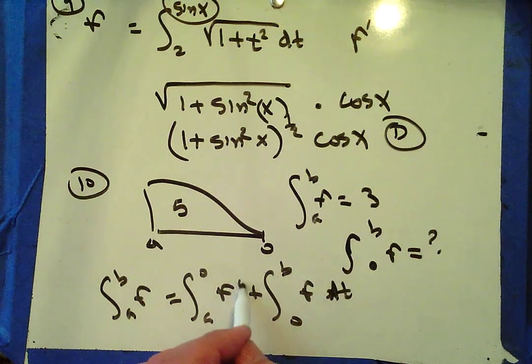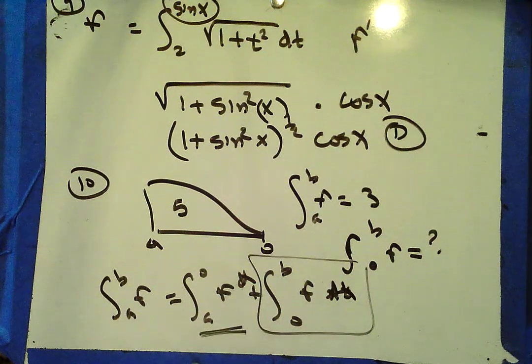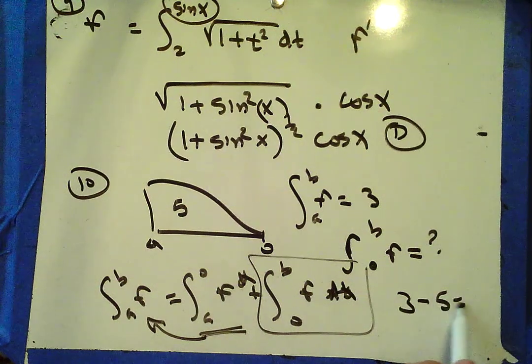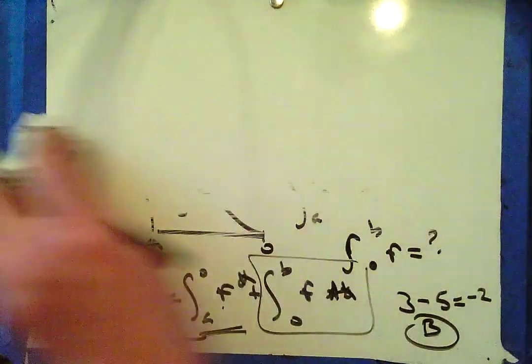I'm trying to find this one, so I want to subtract this one from that one. So 3 minus 5 equals -2. I get -2, and that's choice B. I'm taking the integral from a to b, which is 3, and I'm subtracting from it the integral from a to 0, which is 5. 3 minus 5 is -2, and that corresponds with choice B for number 10. Number 11.